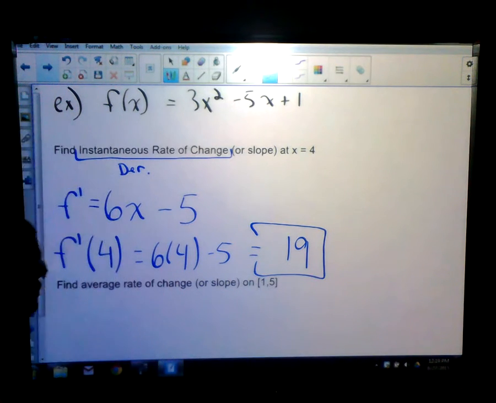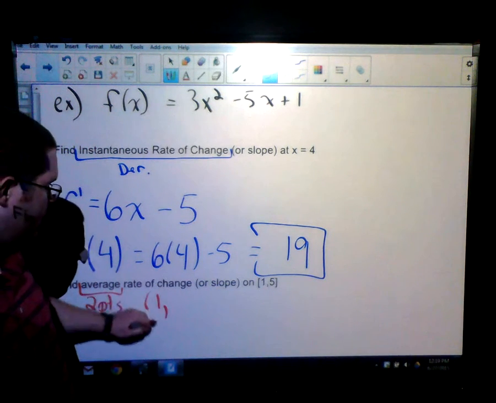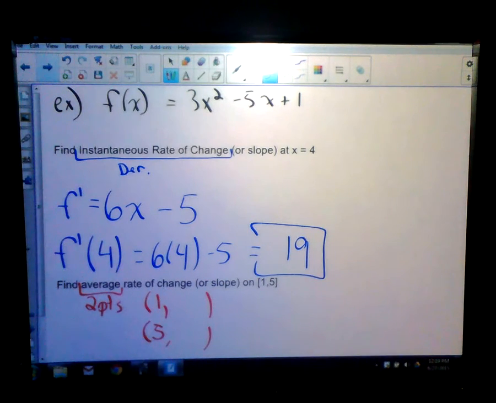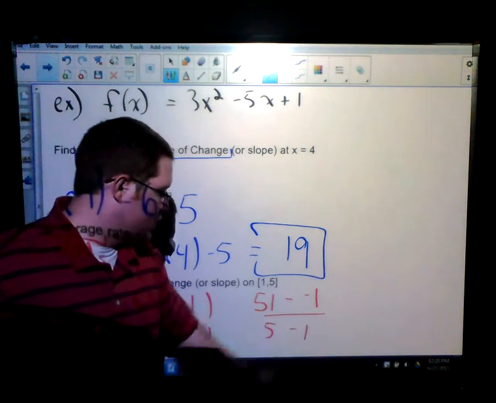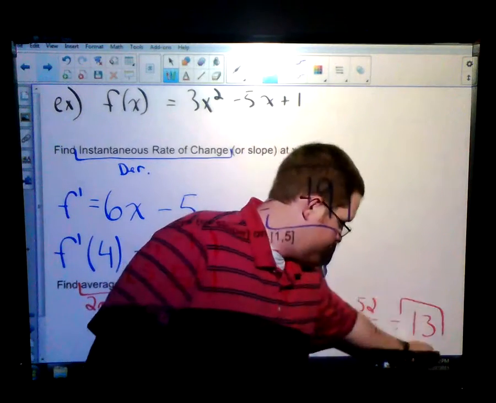Find the average rate of change from 1 to 5. Average means two points. This is not a calculus problem. This is an algebra problem. What are my two points? 1, something, and 5, something. If you plug in 1, you get 3 minus 5 plus 1, you get negative 1. If you plug in 5, well, this is ugly. That's 75 minus 25 is 50. You get 51. So this is 51 minus negative 1 over 5 minus 1. That's 52 over 4, which is 13, I think.